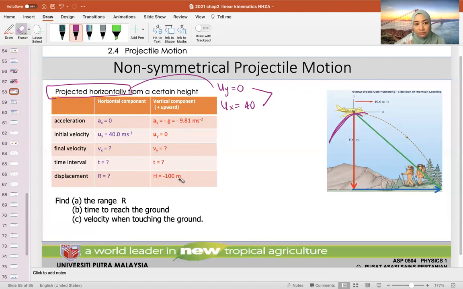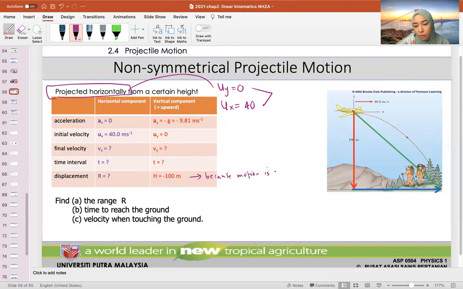Kenapa dia letak negatif kat sini? Kita start pada atas. Kenapa dia letak negatif? Why is it a minus 100? Why is it not just 100? Because it's going down. Okay, is there another explanation except for it's going down? Tu betul. There's two explanation. Because its motion is going down, betul.